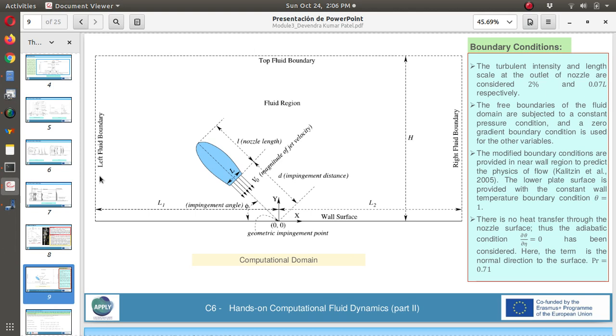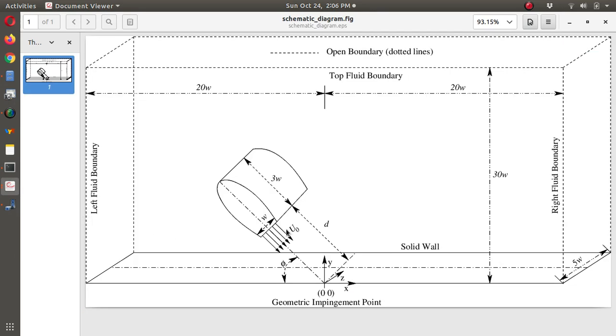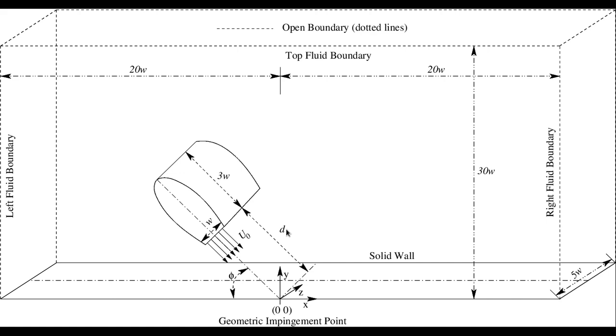Here I would like to show you the three-dimensional schematic diagram of the same problem so that the computational domain will be more clear to all of us. This is the three-dimensional computational domain which we are going to consider for the study. Here you can see we are having a slot jet. We have three dimensions: x direction toward right, y direction vertical, and z direction perpendicular to the screen.